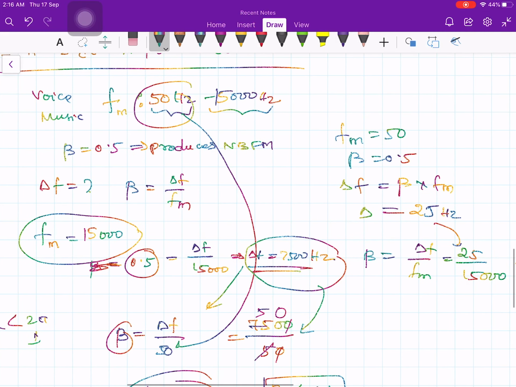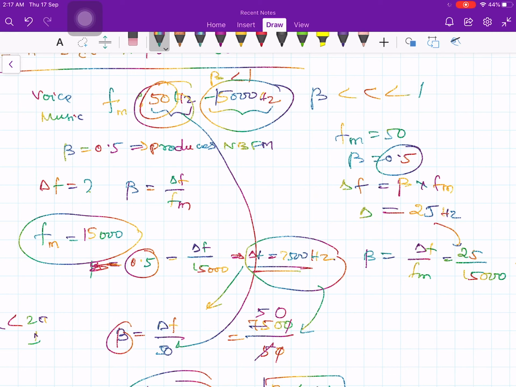So for the lower frequency, for 50 Hz, your beta is less than 1. What is that value? We assumed 0.5. And for 15,000 Hz also your beta is much less than 1. Therefore for all the range of frequencies in your message signal, your modulation index is less than 1. Therefore you can go for the approximation of your frequency modulated signal, that is your narrow band FM signal. That is why we took delta f by FM equal to 0.5 and found delta f equal to 25 from the lowest value of your message signal.